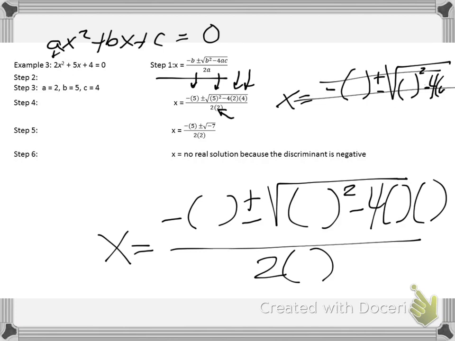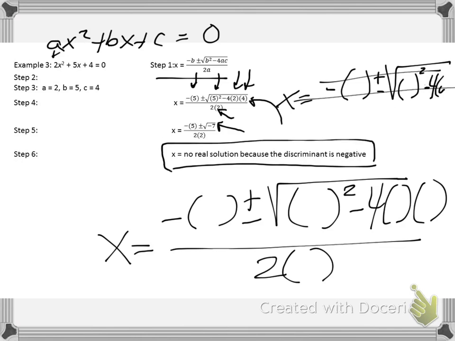Okay? All right, so I need to simplify the discriminant. So I'm going to put in my calculator 5 squared minus 4 times 2 times 4, and I get -7. So, got -7. There is no real solution because the discriminant is negative. Again, you'll learn how to take care of this when you are in Algebra 2. But for now, this is no real solution for Algebra 1.